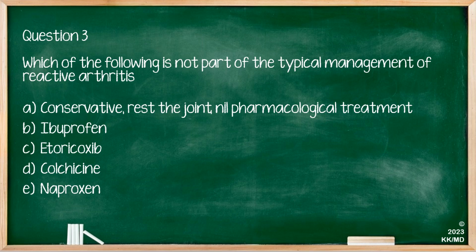And then for the rest of them, even if you don't know the exact method of treatment for this condition, you can guess this question by educated guessing and exclusion criteria. You will know that options B, C, and E are all NSAID drugs, and the only one that's standing out really is colchicine, which is option D. And therefore, colchicine is not a typical management of reactive arthritis. And you will remember from our video on gout that it is the first line recommended management for an acute gout attack.